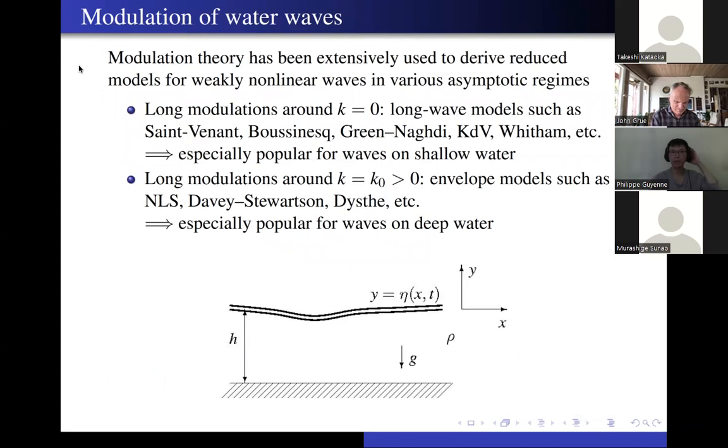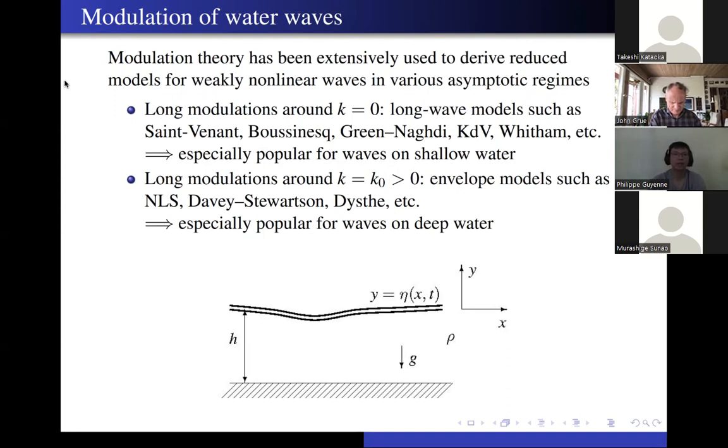All right, so it's about modulation of nonlinear water waves. Modulation theory has been extensively used to derive reduced models for weakly nonlinear waves. There are usually two limiting regimes. On one hand, you are looking at long modulations around k equals zero, so the flat surface, and you're talking about long wave models like shallow water, Boussinesq, Green-Naghdi, KdV, and so on. These are especially popular to describe waves on shallow water.